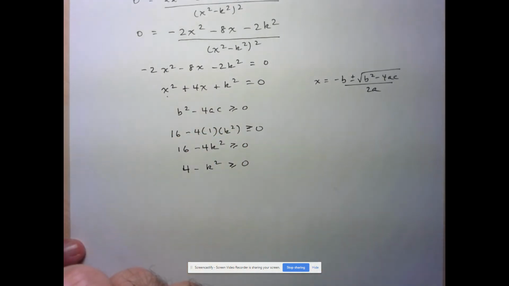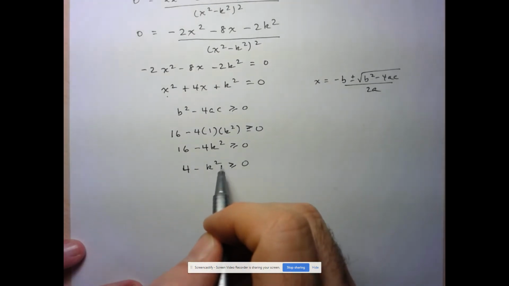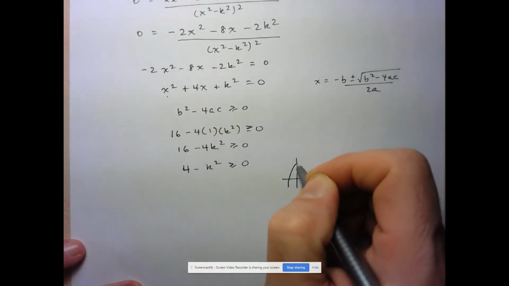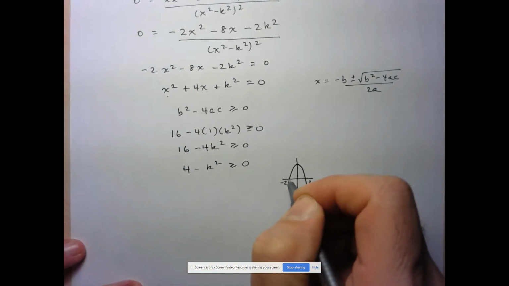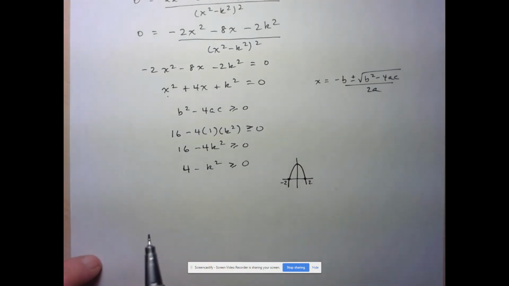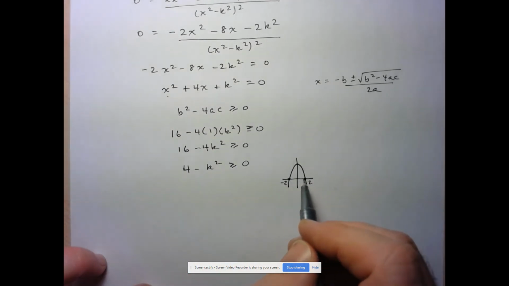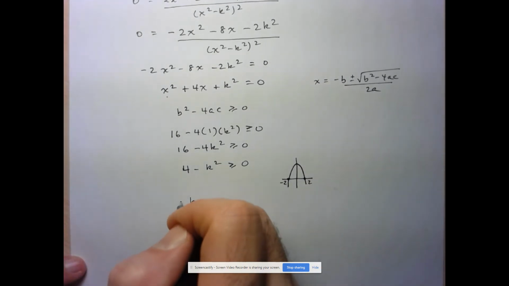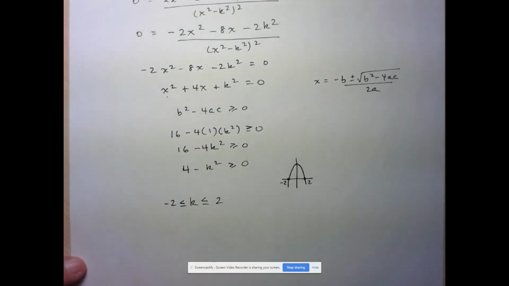So how do we solve this? Think of this again as a quadratic expression. 4 minus k squared, what does that look like on a graph? I can just graph this as a function. Negative 2 and 2 are going to be my two x-intercepts, because if I factor this, I'll have 2 plus k, 2 minus k. Here I see that this expression is greater than or equal to 0 when k is between negative 2 and positive 2. So k has to be greater than or equal to negative 2, but less than or equal to 2. And there we have our solution.